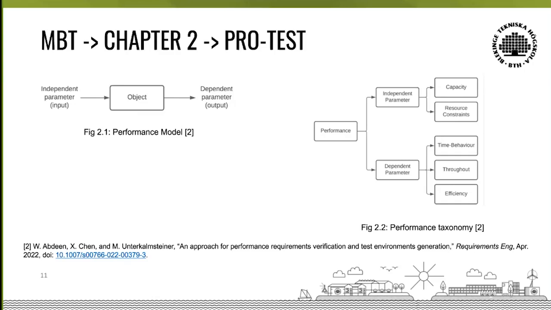We have independent and dependent, and we identified these 5 performance aspects as the ones that were specified and also studied. We have capacity and resource constraint as the independent variable, and as the dependent variable, time behavior, throughput, and efficiency. So, for example, if we have the capacity of users in software, if this software should support 1,000 users, then any manipulation or change in this number of users would affect the time behavior of the response of the software.